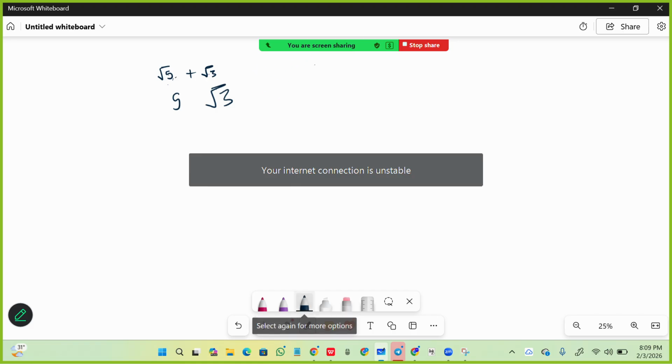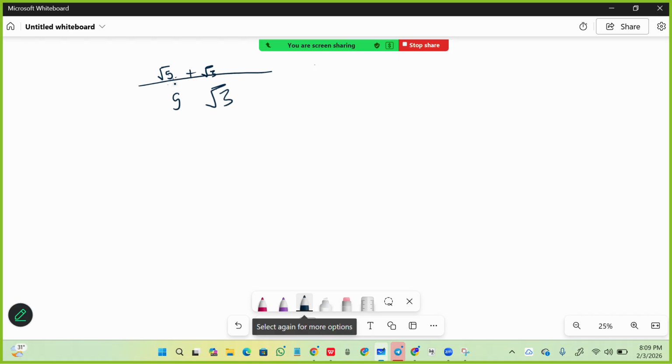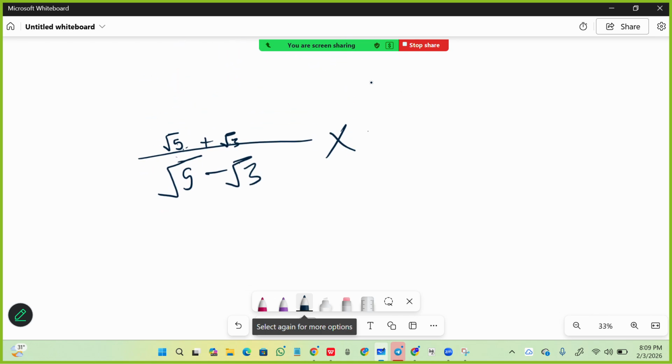Okay, let's carry on. This is our earlier question. This one having roots, this one having minus, and we knew that we are supposed to multiply it by root 5 plus root 3 over root 5 plus root 3.